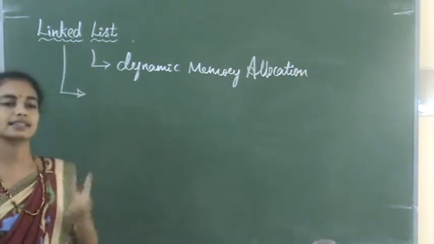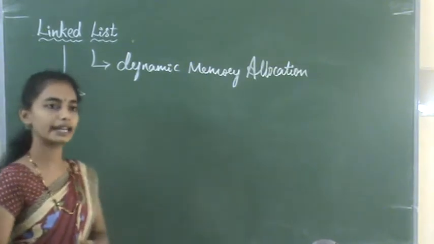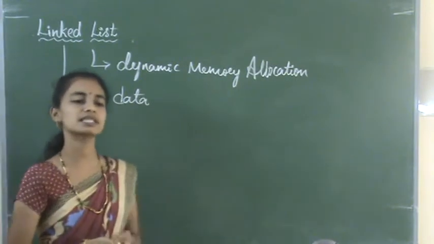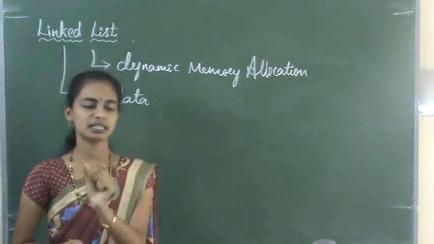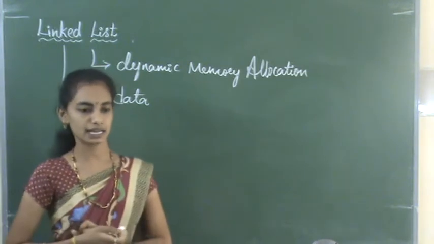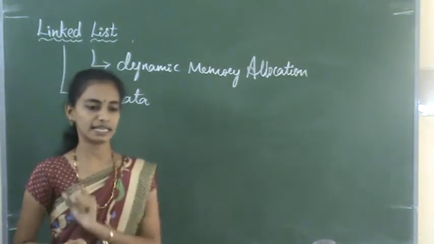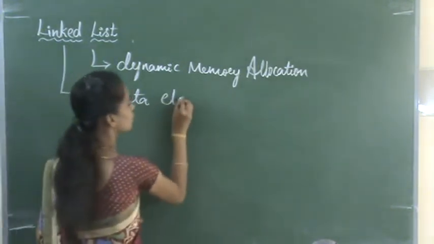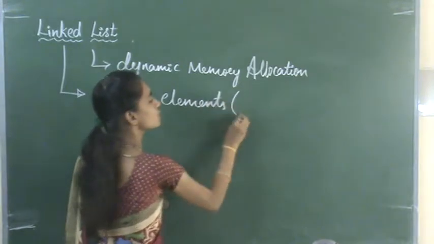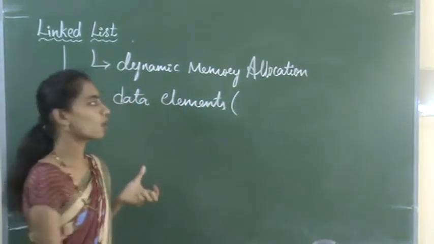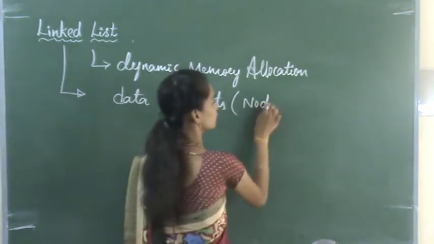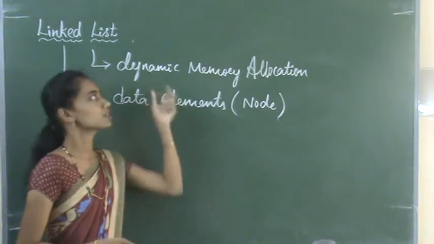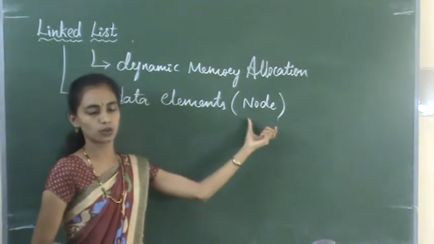So linked list is a linear collection of data elements, which means one element is connected to another data element, that we call a linear collection, okay? These data elements we call nodes. In stacks and queues we call the data elements items, right? In linked list we call them nodes, okay?